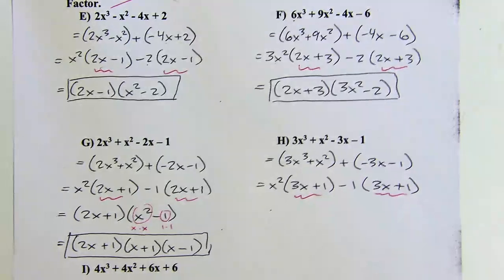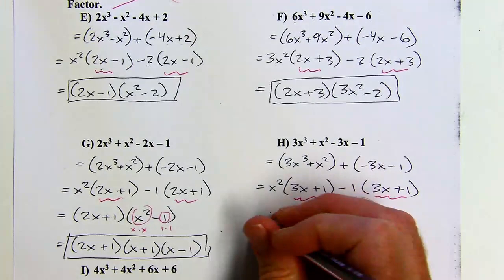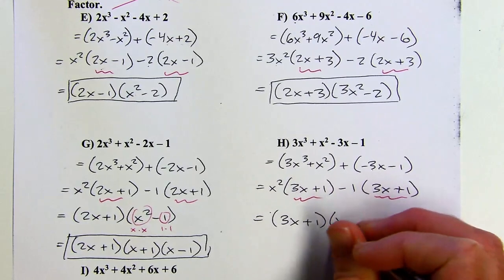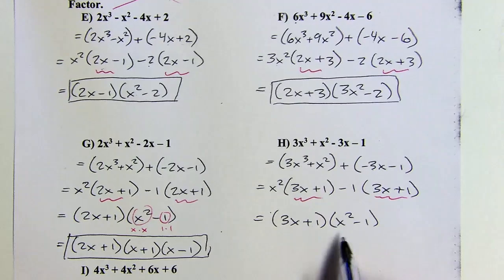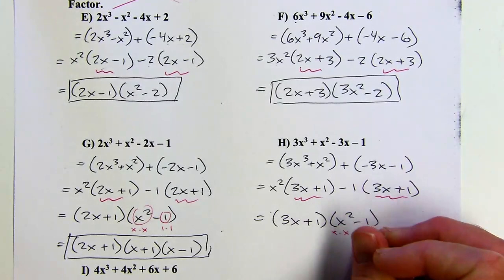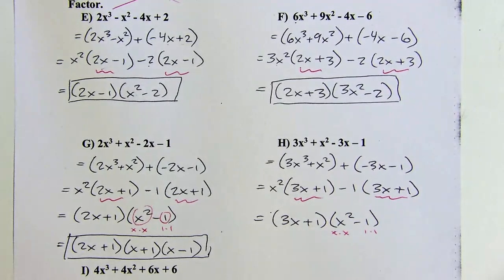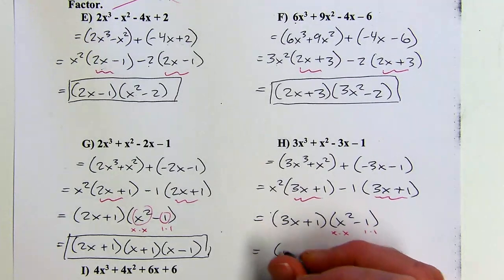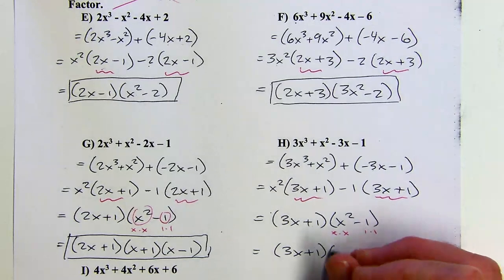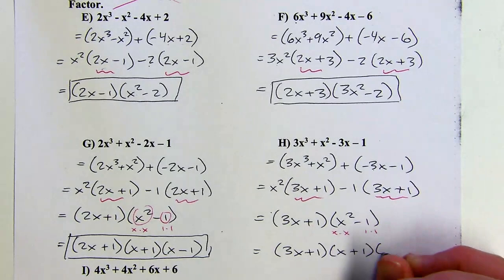So this is very similar to the previous example. Get the 3x plus 1, and then we have x squared minus 1, but we got a difference of squares there again, so we can factor a little further, right? Because those are both perfect squares. So the x squared minus 1 will factor into x plus 1 times x minus 1.